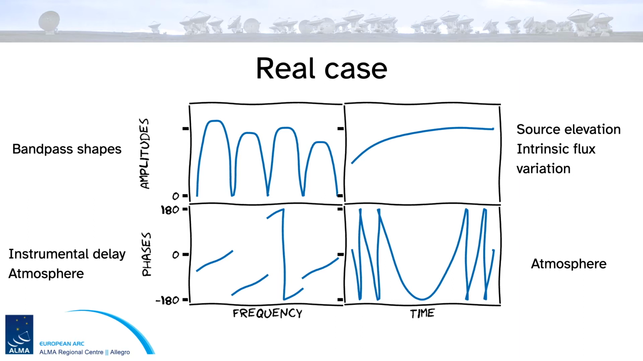In the amplitude versus frequency panel, we can see the bandpass shapes of the receivers. In the phase versus frequency panel, the instrumental delay leads to jumps between spectral windows, and the atmosphere introduces a slope. The amplitude versus time is not flat if the source is observed at lower elevations or has intrinsically varying flux. The atmosphere leads to rapidly wrapping phases with time.